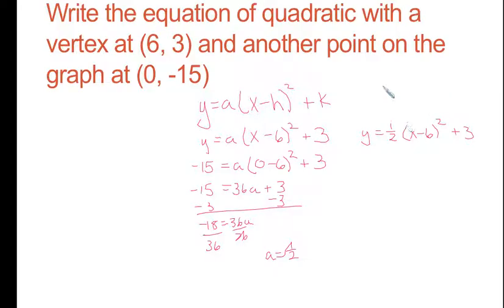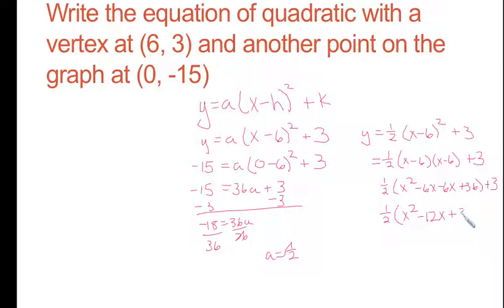And now if we were asked to put this one in standard form, we have 1/2 times x minus 6 times x minus 6 plus 3. So I don't have to deal with this half x, I might multiply these together first. So half x squared minus 6x minus 6x plus 36 plus 3. So we have half of x squared minus 12x plus 36, plus 3. So half of that.